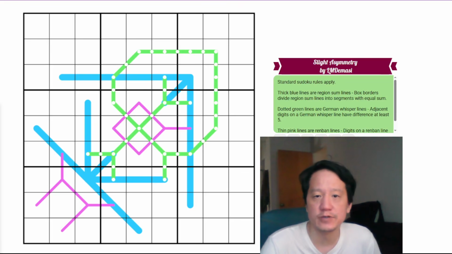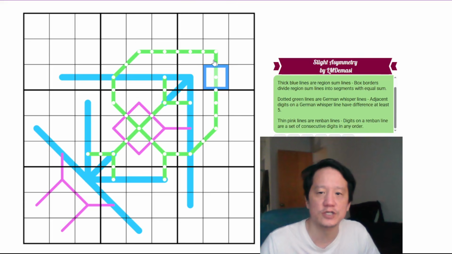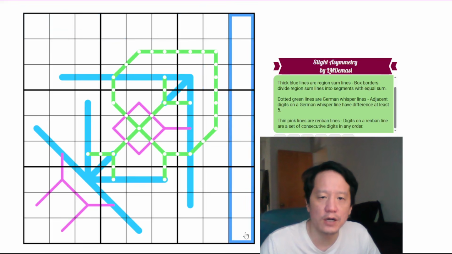Today's very easy puzzle is called Slight Asymmetry by L.M. Damasi, and here are the rules. We have standard Sudoku rules applied, which means in every cell in the grid, place a single digit from 1 through 9 such that there are no repeats in any row, column, or designated 9-cell region.